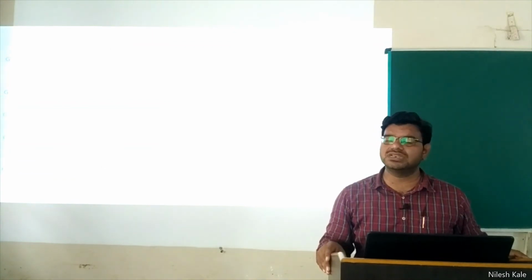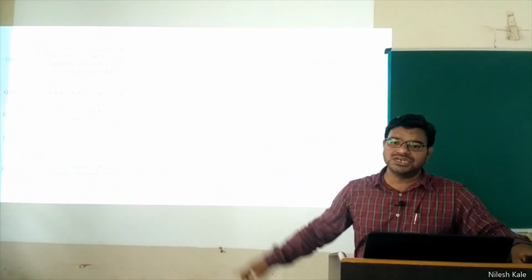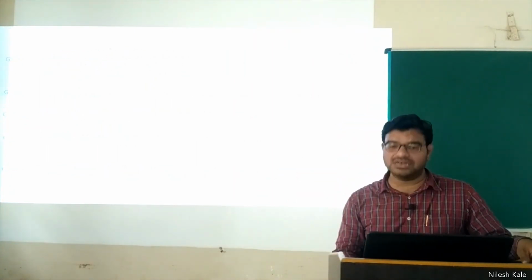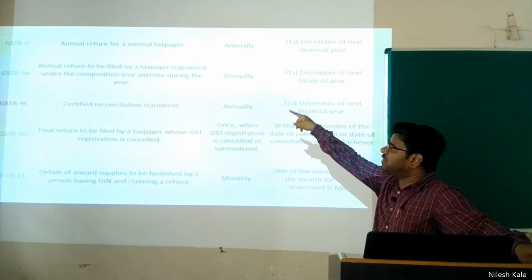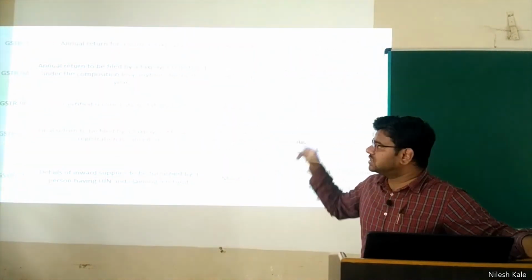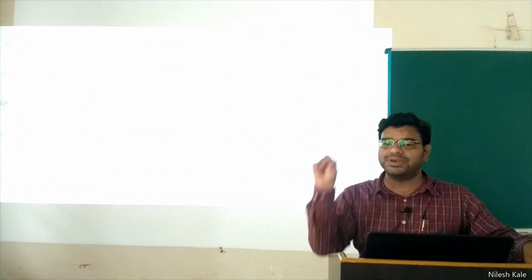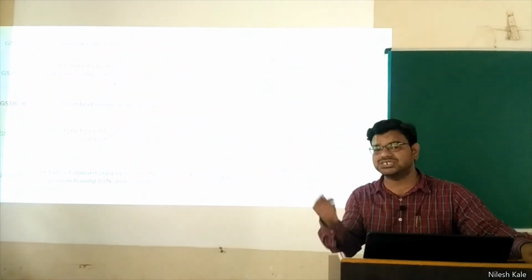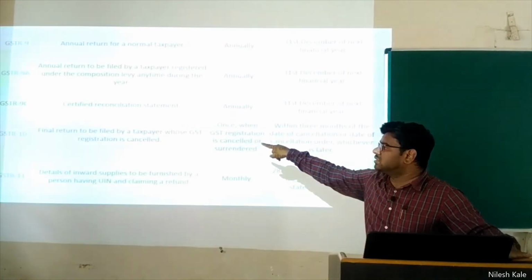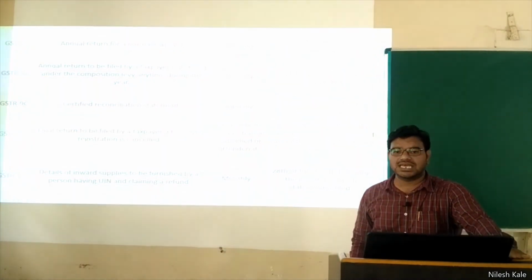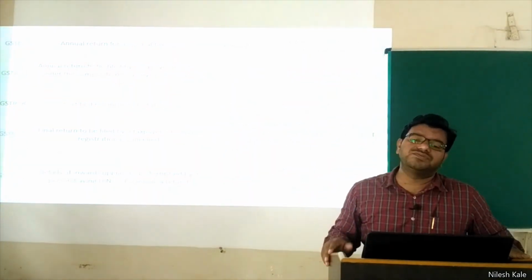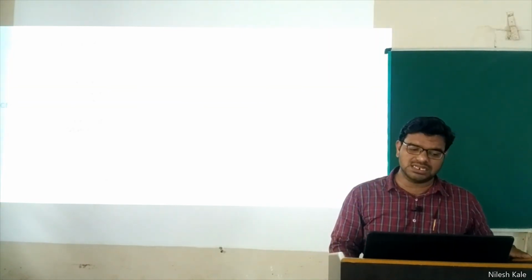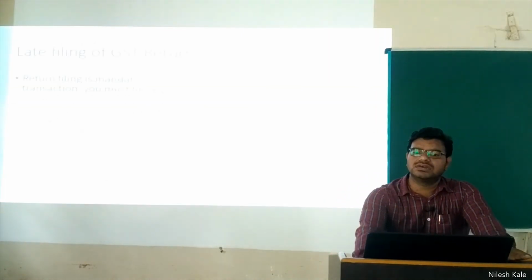GSTR 4 is for composition dealers. GSTR 5 is for non-resident taxable persons. GSTR 6 is for input tax credit. GSTR 7 is for TDS. GSTR 8 is for e-commerce operators. GSTR 9 is the annual return for a normal taxpayer. GSTR 9A is for a person who has opted for the composition scheme during that particular year. GSTR 9C is the certified reconciliation statement. GSTR 10 is for the person whose registration is cancelled, and GSTR 11 is for the person who has UIN and who is trying to claim a refund. And then CMP 08 is the composition dealer's challan.